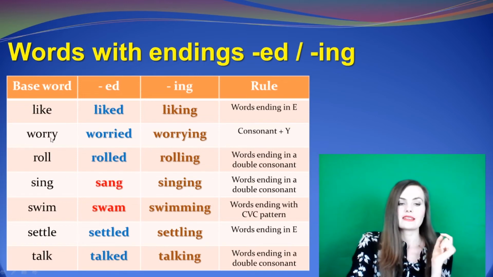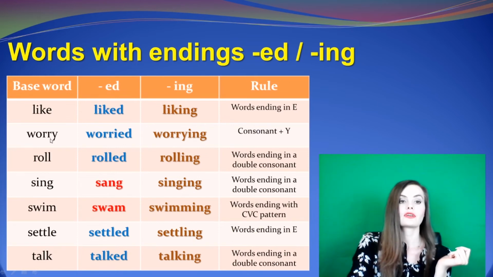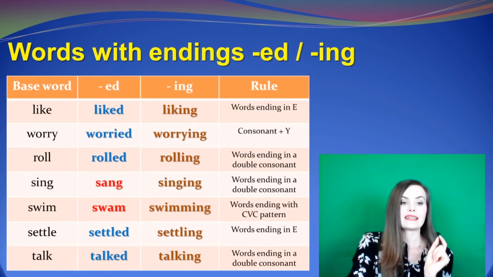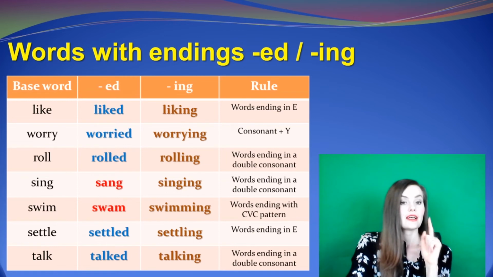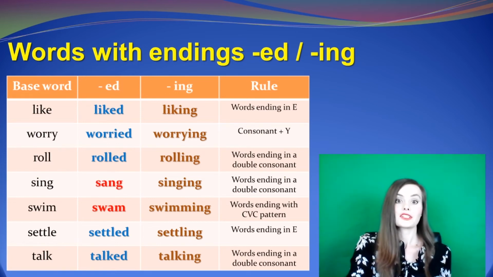But we need to pay attention. Is there a consonant or a vowel before? Yes, you're right. There is a consonant letter R, sound R. That's why we have worry. So if we want to add ending ED to the word worry, we need to change Y into an I and add ED, and we will get worried. But if we want to add ING, it's very important here, we don't change anything. We just simply add ING. We apply the rule consonant plus letter Y here. The next word is roll: rolled, rolling.